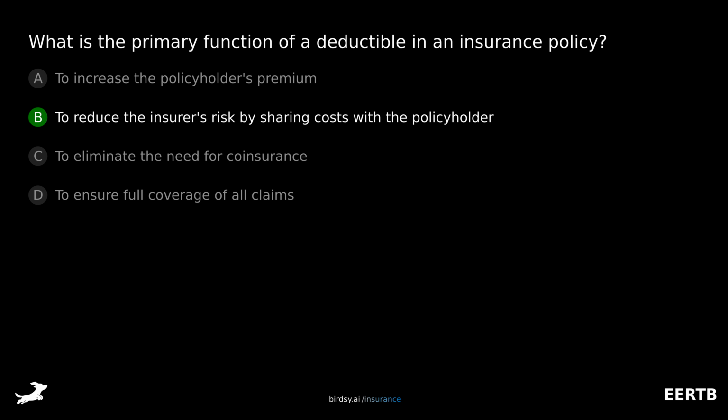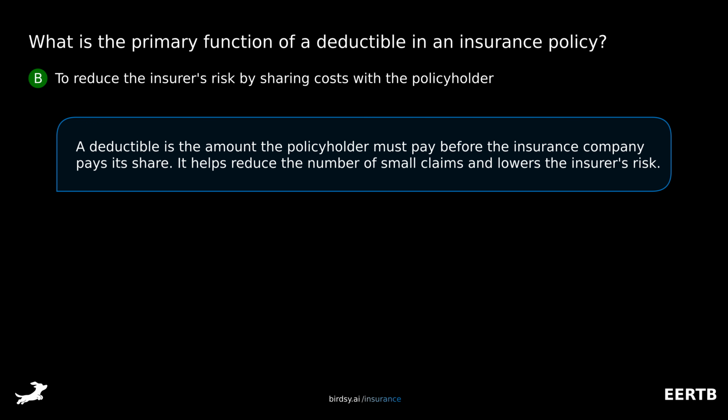The answer is B, to reduce the insurer's risk by sharing costs with the policyholder. A deductible is the amount the policyholder must pay before the insurance company pays its share. It helps reduce the number of small claims and lowers the insurer's risk.